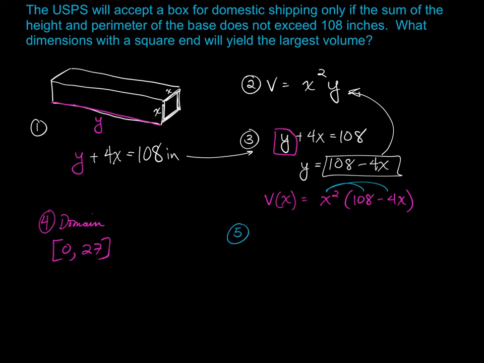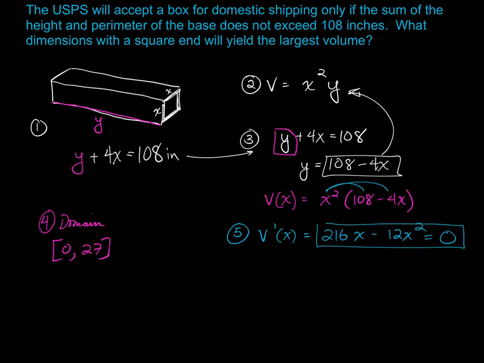So the derivative v prime of x equals 216x. That's what you get when you have 108x squared and you use the power rule. Minus, I'm sorry, it's not 8x, it's 12x squared. So multiply x squared here, that would give you 4x cubed. Bring down the 3, 4 times 3 is 12, leaving you with an x squared. Cool. Now we just have to set this derivative equal to 0 and solve for x.